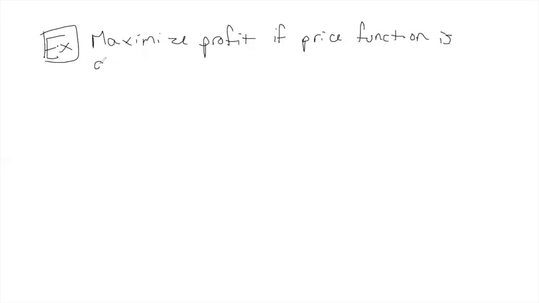Same sort of idea. We're going to maximize profit. This one I'll go through a little bit quicker, just because it's essentially the same idea, just a different function. If the price function is given by P of Q equals 38 minus 2x. Oh, crap, not x, sorry. Q, right? Q.